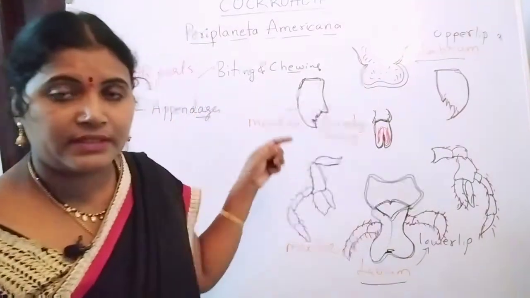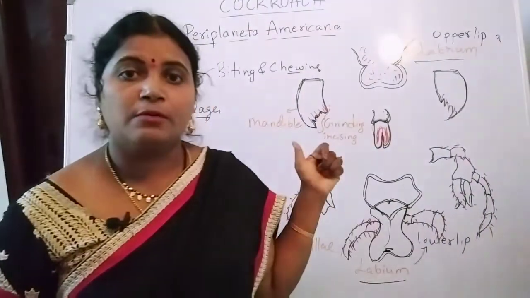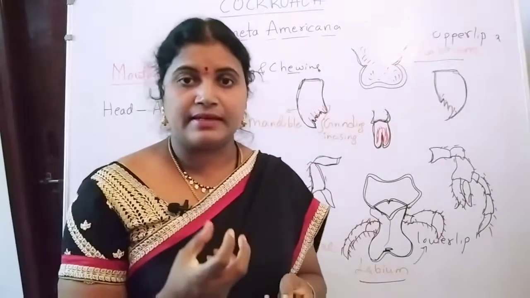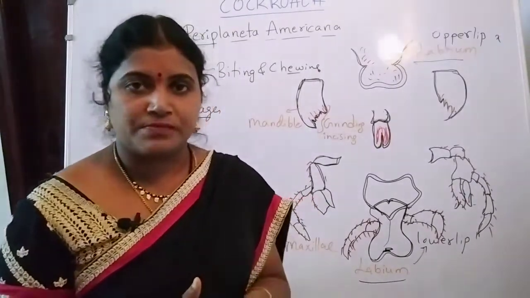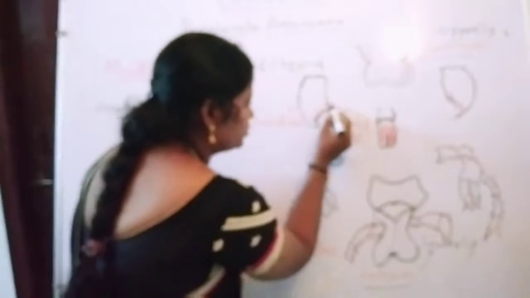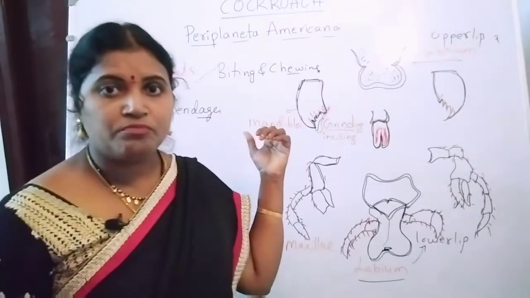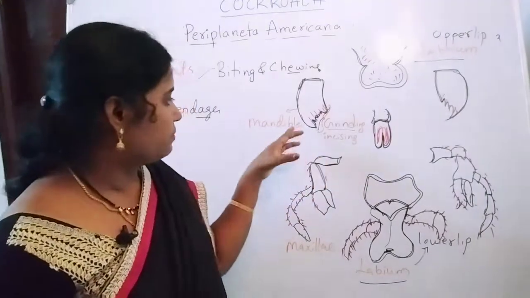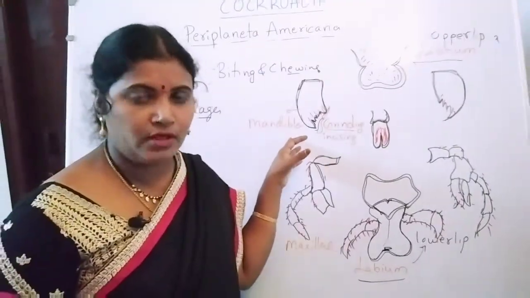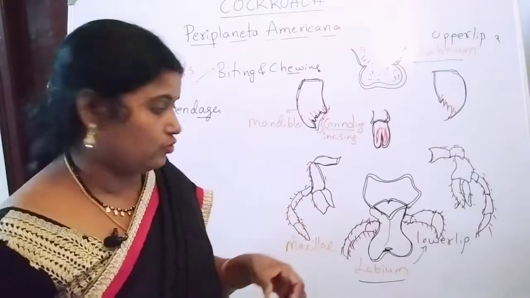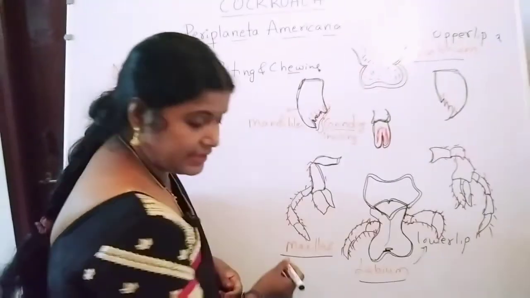Bristle-like structures are present in the mandibles. With the help of those bristle-like structures, it is able to cut the food substances. See here, this portion is the grinding portion of the mouth parts. So these mandibles are responsible for biting and chewing also. Then what is the function of maxillae?